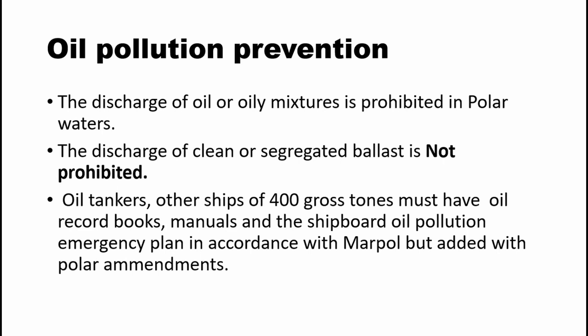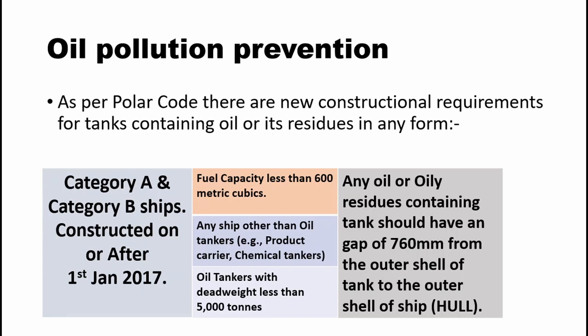There are some structural requirements which you need to understand. So I have tabulated these sentences present in the Polar Code for your better understanding. For category A and B ships which are constructed on or after 1st Jan 2017, consider this as one common statement. This common statement, plus an average oil fuel capacity of less than 600 metric cube, then all fuel tanks should be separated by an outer shell having a gap of not less than 760 mm from the tank shell.